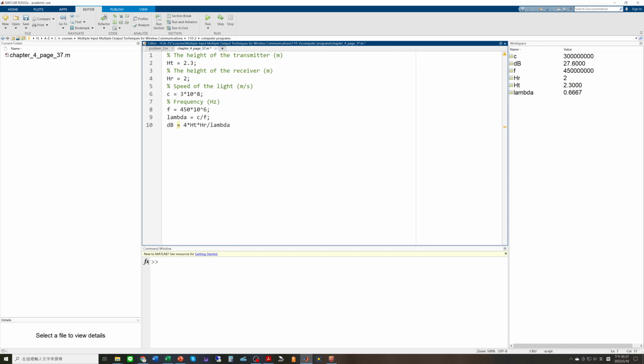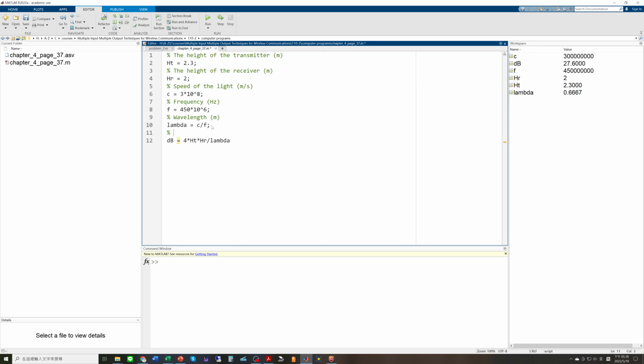So f is equal to 450 megahertz, which is equal to 450 times 10 to the power of 6 hertz. And lambda is the wavelength, in meters. We know that wavelength is equal to the speed of light divided by frequency, so lambda is equal to c over f, in meters.